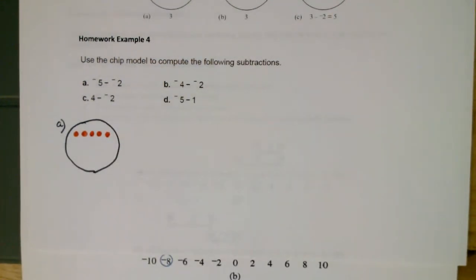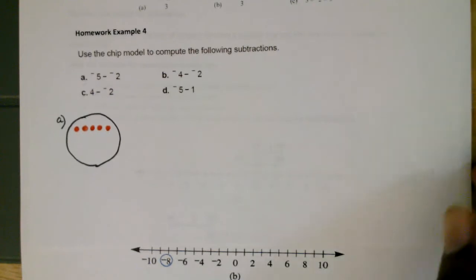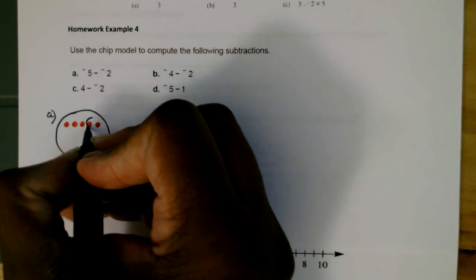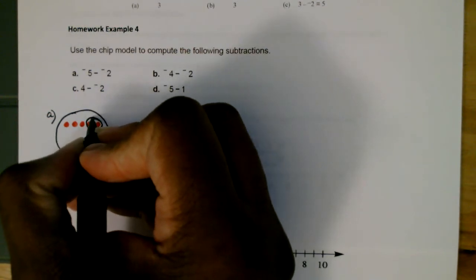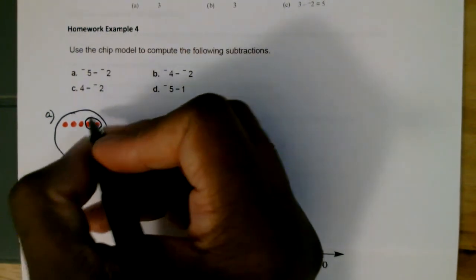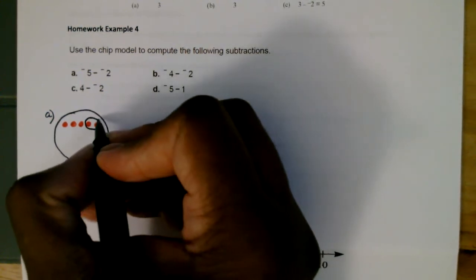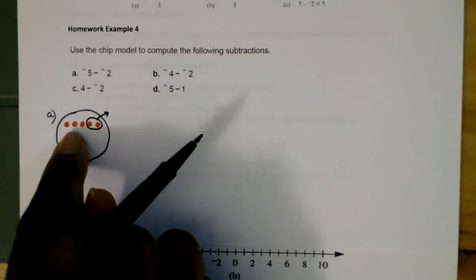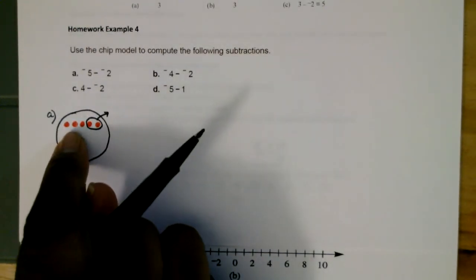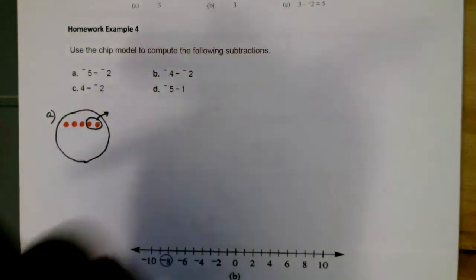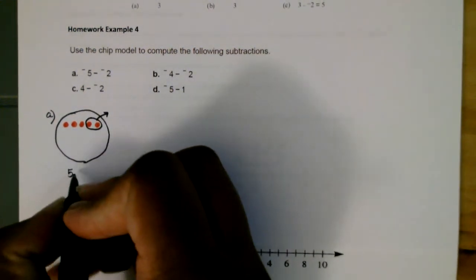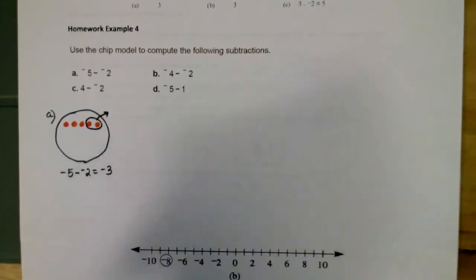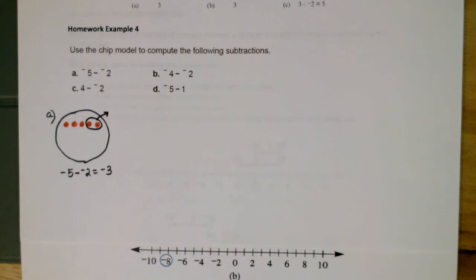And I want to subtract -2. Well, in this case here, I can subtract -2 because I got 5 red chips for -5. I can subtract 2 of those red chips or red dots, take those out. And I'll be left with 3 red dots or -3. So it'll be -5 minus -2. That's going to be -3.